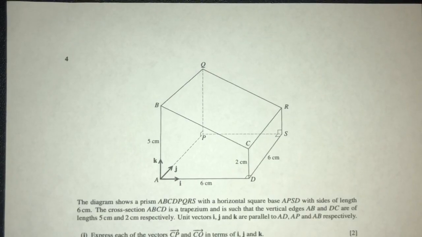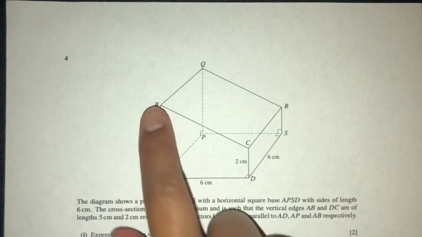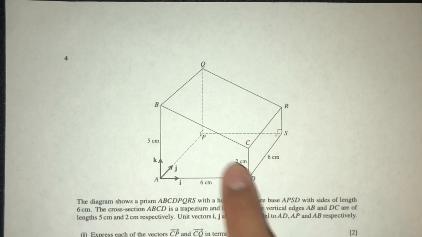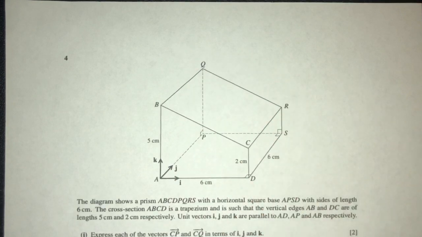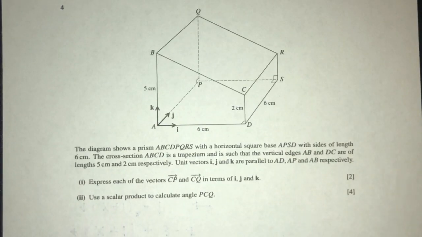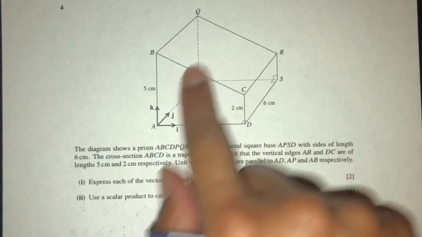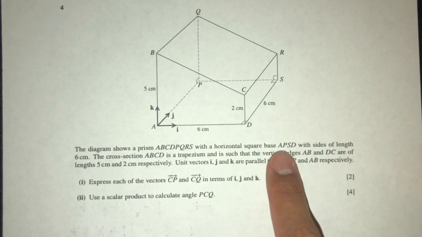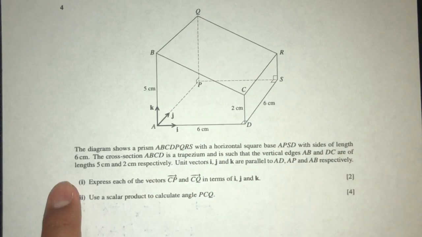Let's move on to the next question. The diagram shows a prism ABCDPQRS. Okay, great. Now the base is a square, with sides of length 6.